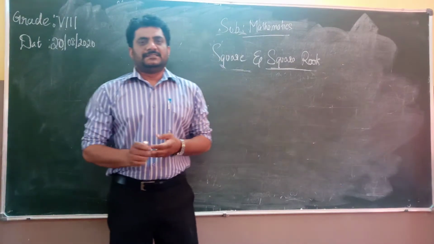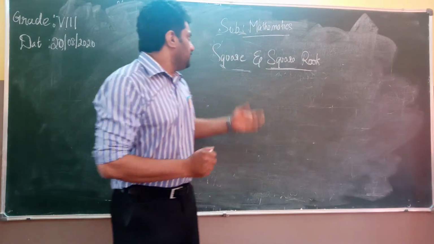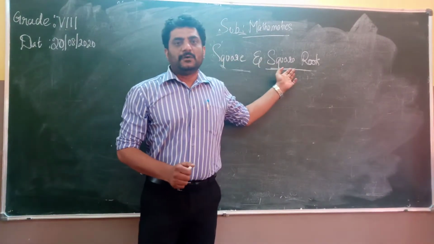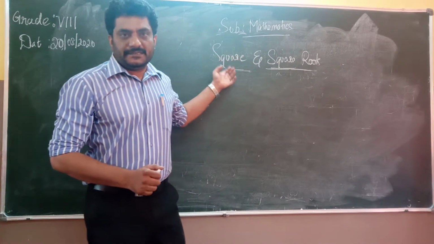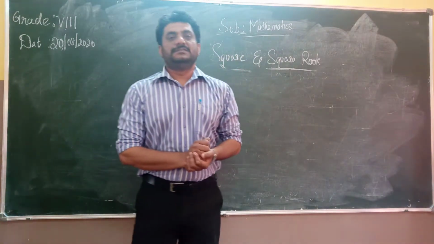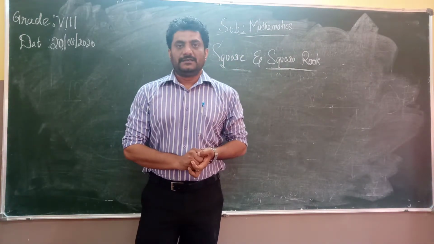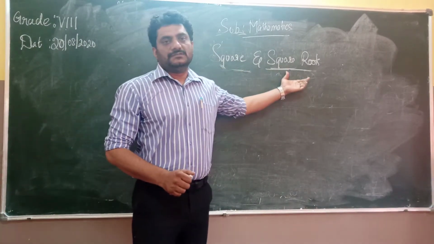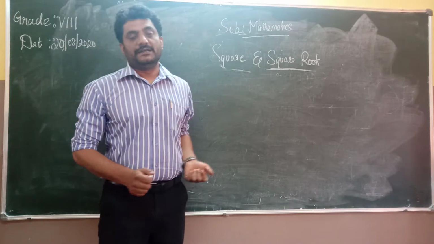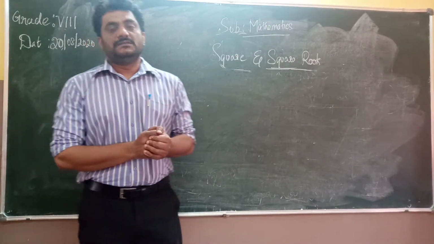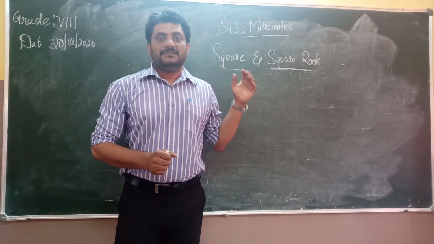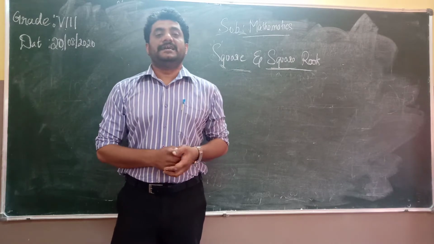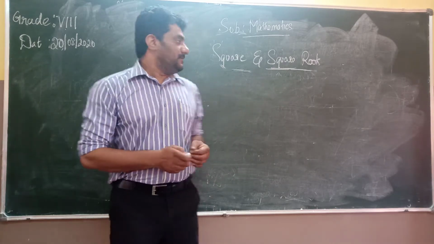Good morning, students. Today we are studying squares and square roots. This is a new chapter. In the last class we did understanding quadrilaterals. Now here we have squares and square roots. What are squares and square roots? In this chapter we are starting with the introduction of square numbers. What exactly are they and how did they come about?